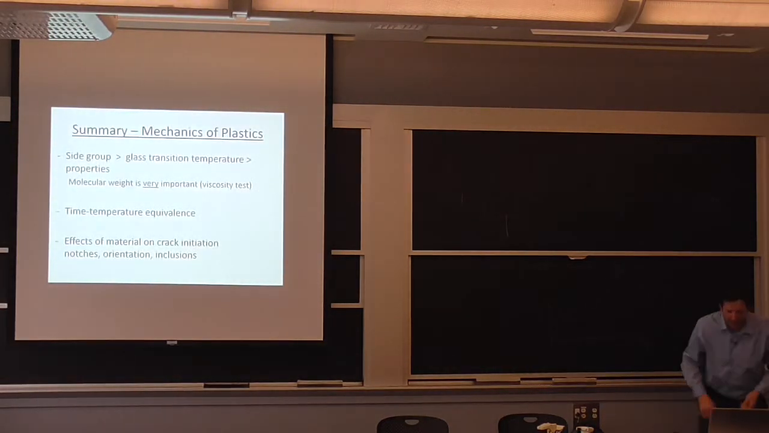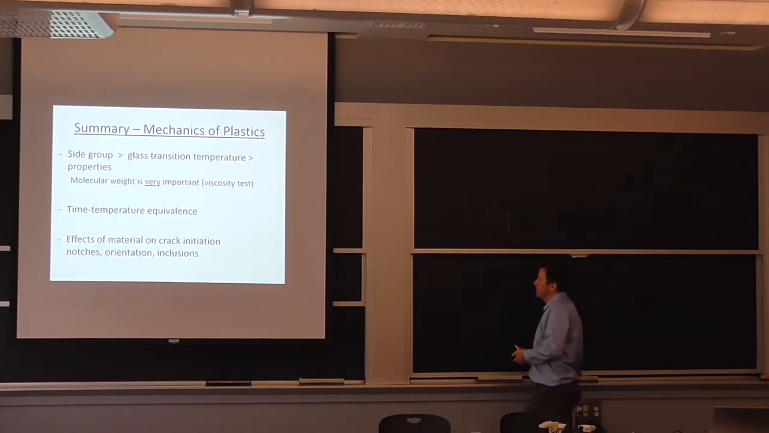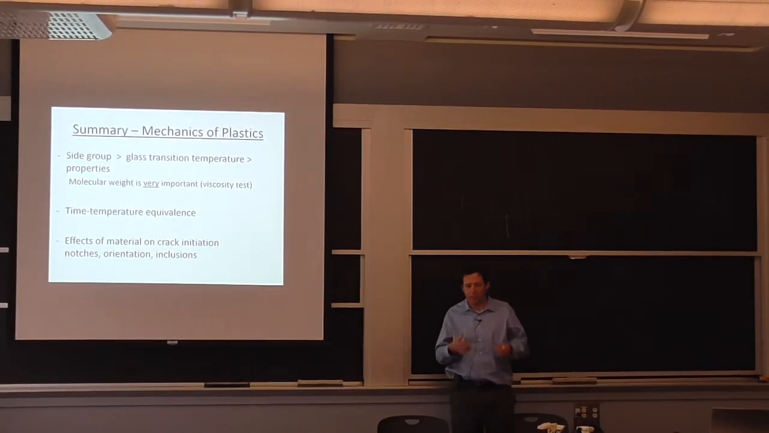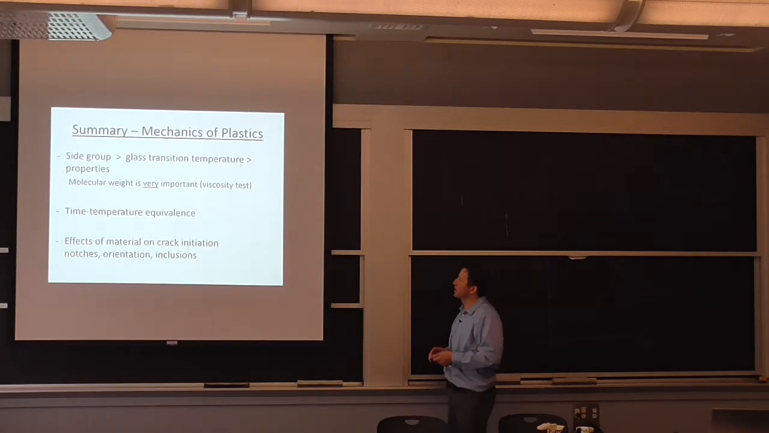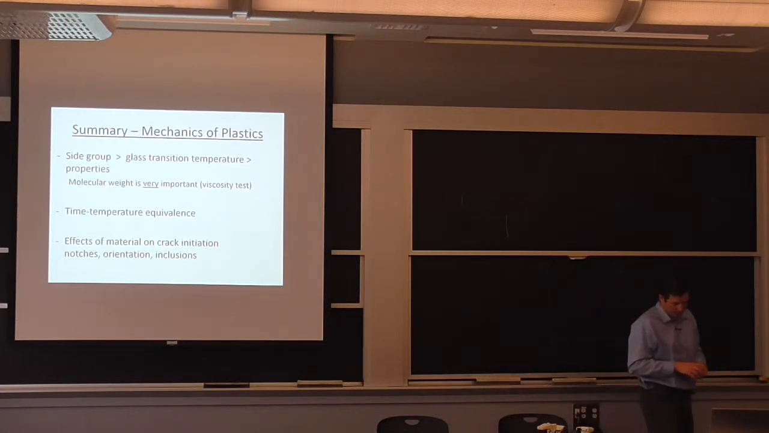So I just want to summarize. We talked about the effect of whether we have a polycarbonate, a polyethylene, the side groups, and how they affect the behavior. The glass transition temperature is just an indication to relate us. When we know the glass transition temperature of a material, it relates to the structure and it tells us a little bit about the behavior we can expect, between very ductile or the formation of crazes.